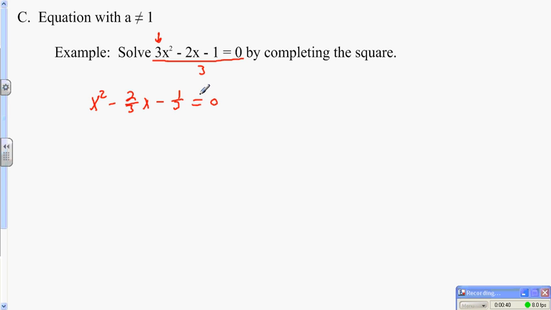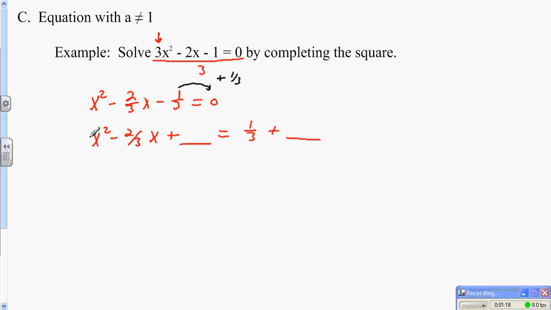Now, at this point, we can complete the square, and we're going to use the same process as we used before. We're going to add a number that will give us a perfect square. I'm going to move the negative 1/3 to the other side by adding it. And since I'm writing it, I know that whatever number I come up with when I complete the square must be added to both sides. So I'm going to set that up right now.